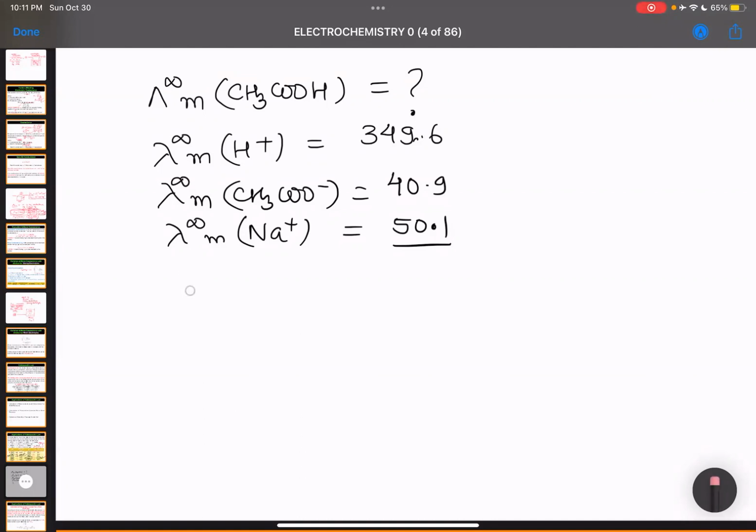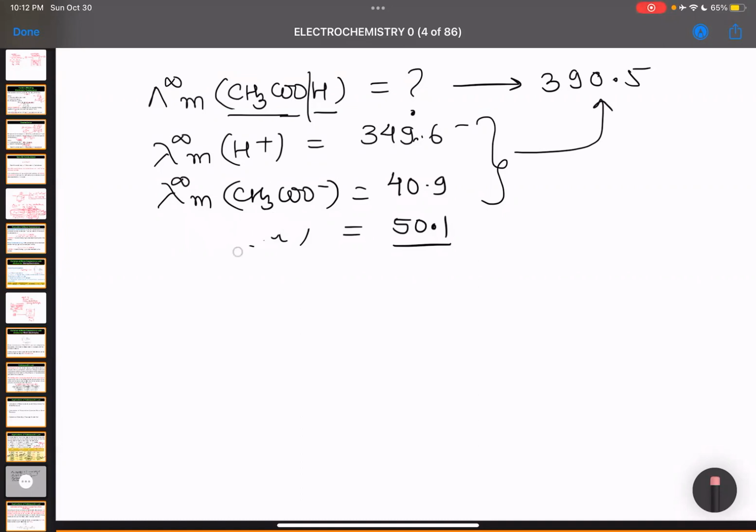So what you can do, or they can give you values for compounds also instead of giving for ions. If it is given for ions, you know that this is going to break into this ion and this ion, so you are going to add them together. That's it. The answer is going to be the sum of these two. Or they will give you the values for the individual ions, and then well and good, you can just add them and get your answer.